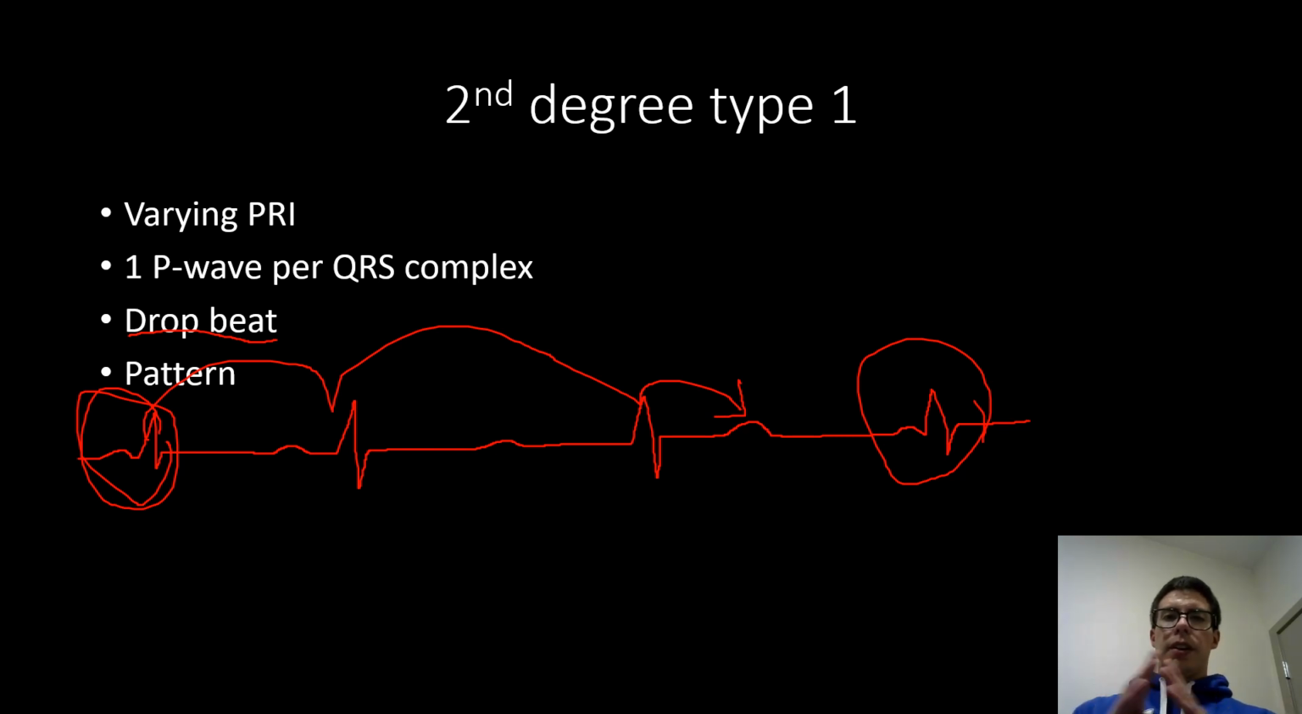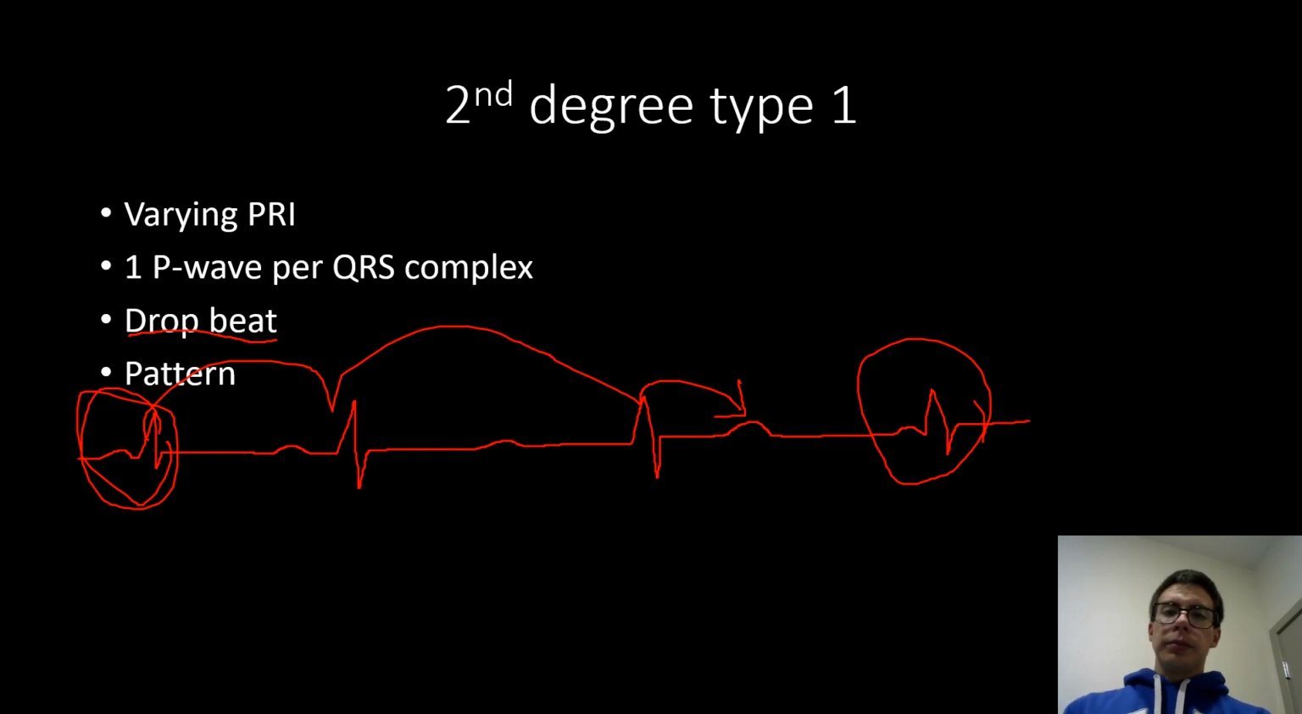It's three beats or three QRS complexes, drop beat, three QRS, drop beat. And that can be different. So sometimes you might have maybe three like this, or you might have six beats and then the drop beat. So it varies, but it will always be that pattern. So if there's six, then that means throughout the whole rhythm, you'll see that drop beat every 6 QRS complexes.